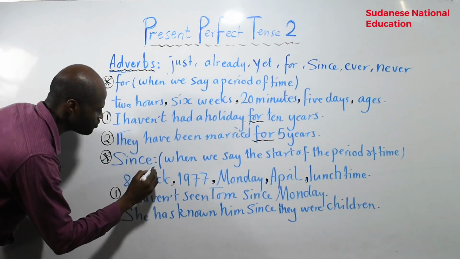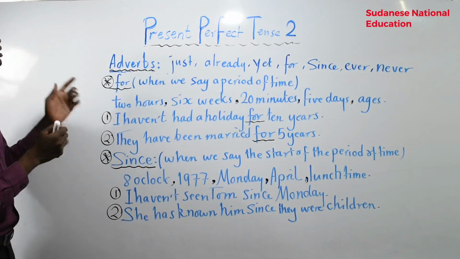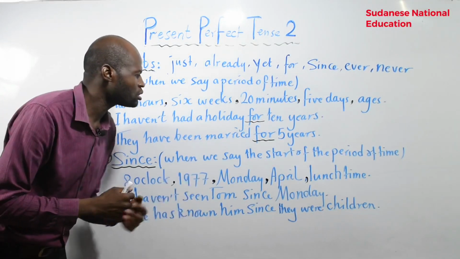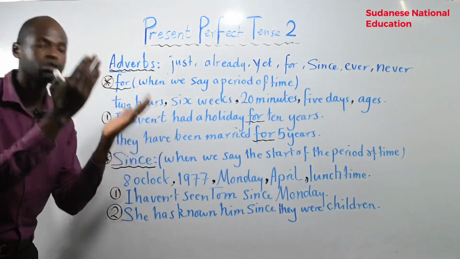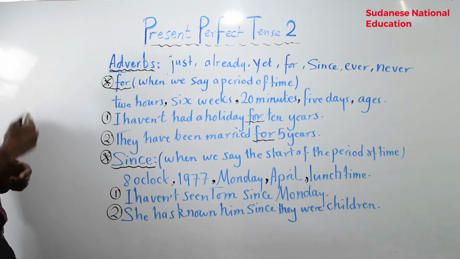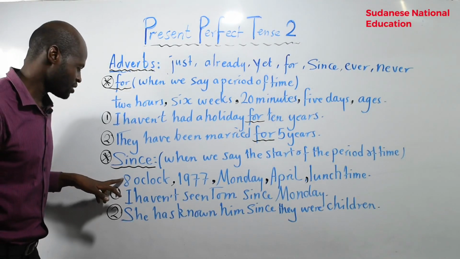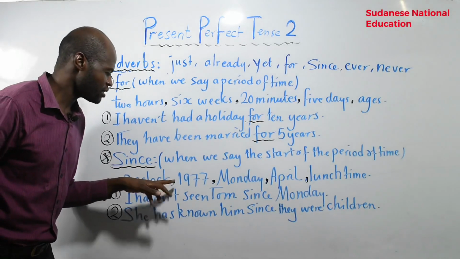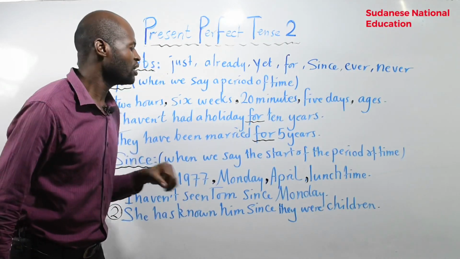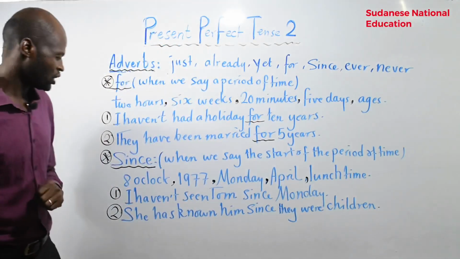Also, we have the adverb since, and since is also used with the present perfect tense, but we use since when we say the start of the period of time, from the past to now. For example, we can say since 8 o'clock, since 1977, since Monday, since April, or since lunch time.